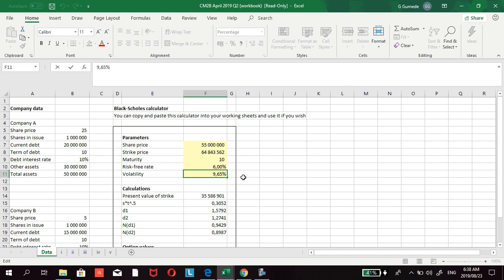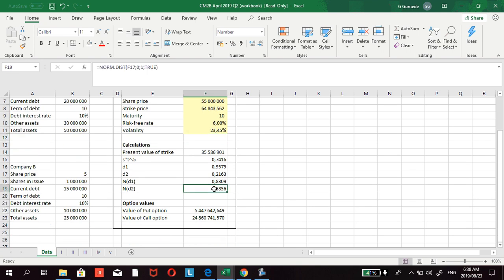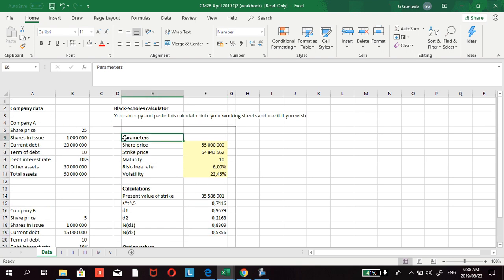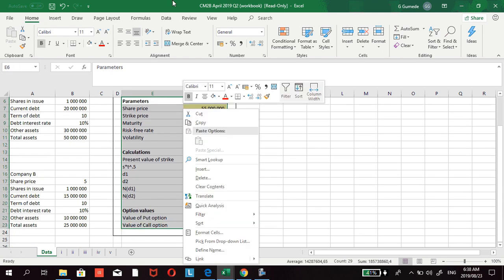23.45. I'm going to come here and type this. Now you can see the probability here that company A will be able to repay the loan if it receives an additional 5 million. So I'm going to copy my workings so that I can show the examiner that I know what I'm doing.